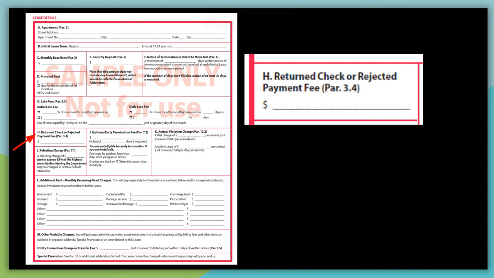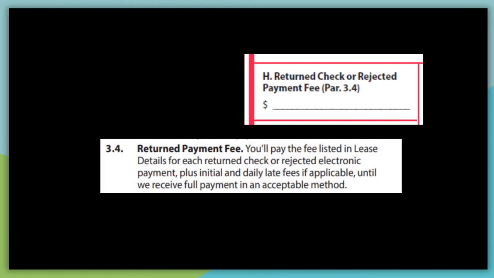In Section H, you will find the fee for a return check or rejected payment. In paragraph 3.4, you're given further information about the return payment fee and what additional fees may be applied if warranted.